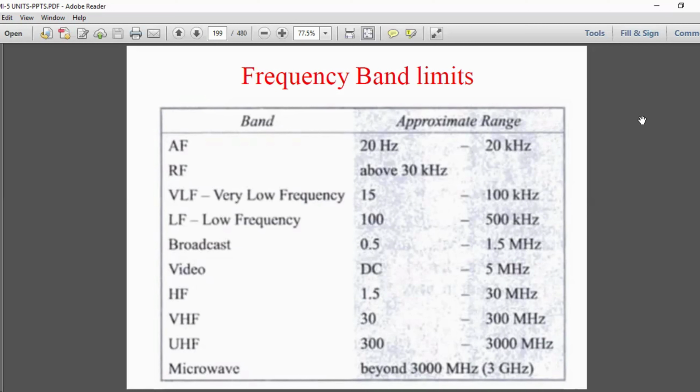So these are the frequency band limits, where we listed the number of bands like AF, RF, very low frequency, broadcast, video, and HF, VHF, UHF, and the microwave sections. And the approximate ranges from AF, like 20 Hz to 20 kilohertz, to microwave, which is from 3000 megahertz to 3 gigahertz.